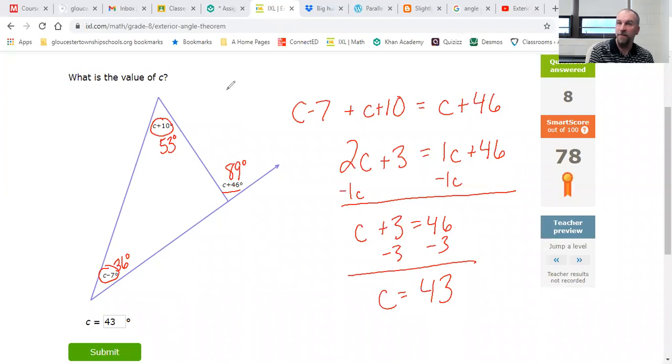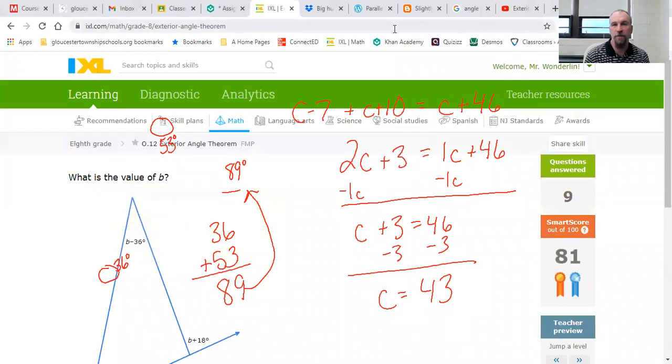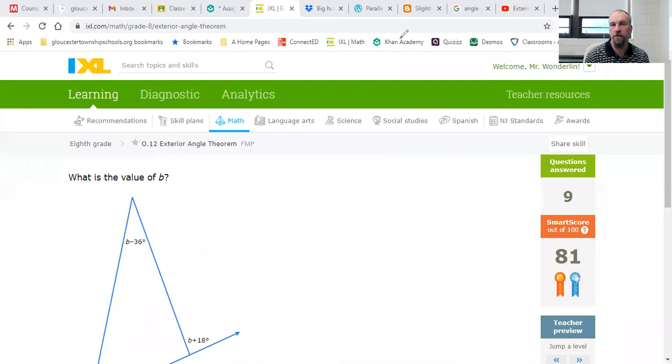And if I double check my exterior angle theorem by taking these two interiors, 36 and 53, and adding them together, I better get 89. Let's see, 3 plus 6 is 9, 5 plus 3 is 8, and they equal 89 degrees. So that's how you use your exterior angle theorem to find measurements. Good luck, have fun, and as always, be smart.